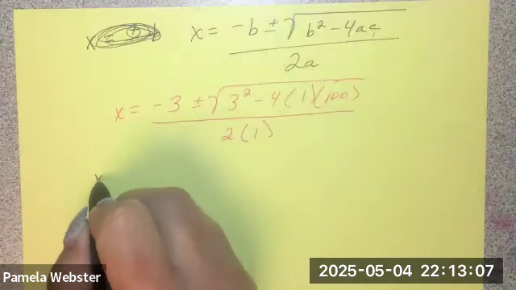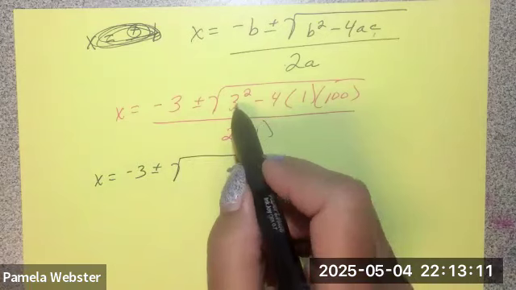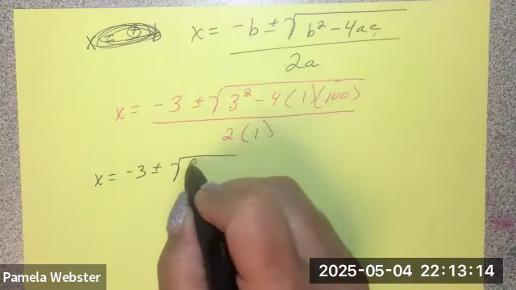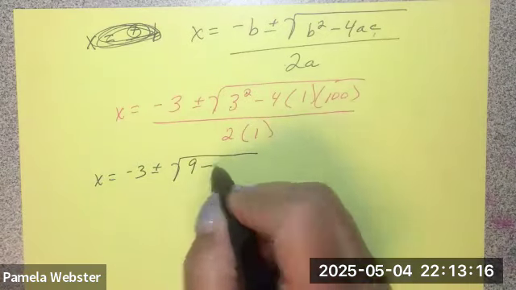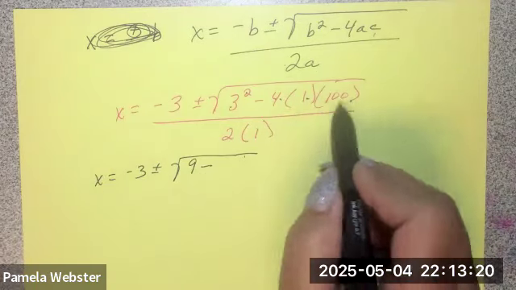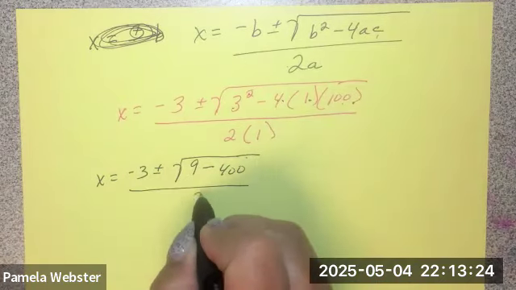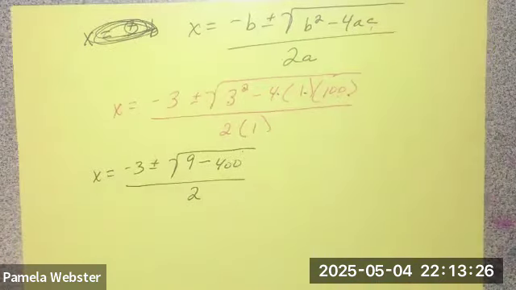So x equals negative 3 plus or minus. Hopefully you can simplify this stuff. 3 squared is 9 minus 4 times 1 times 100 is 400. That's a negative 400 all over 2. Okay, what do we got there?